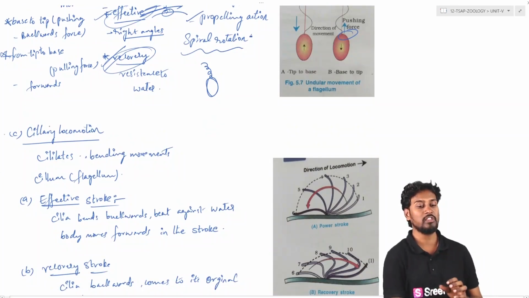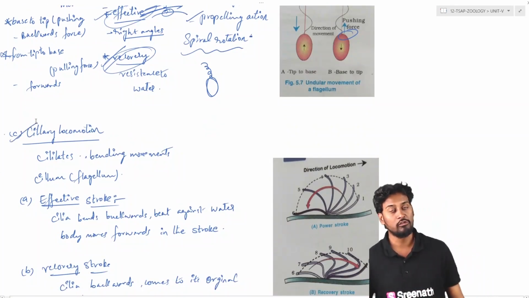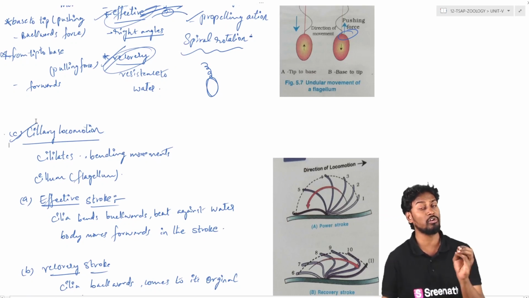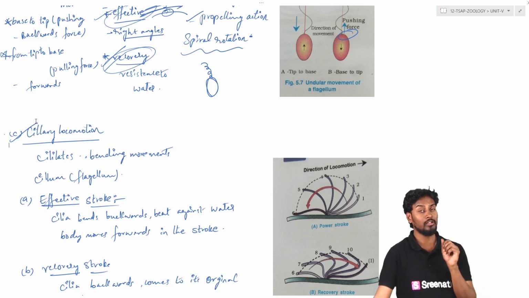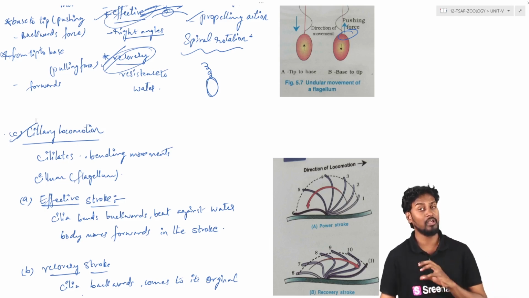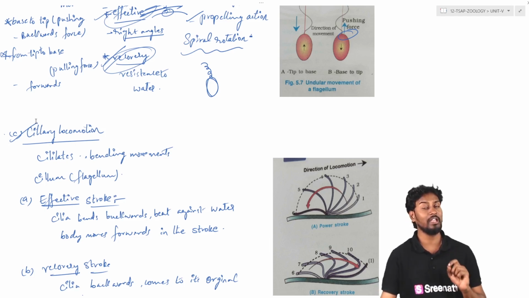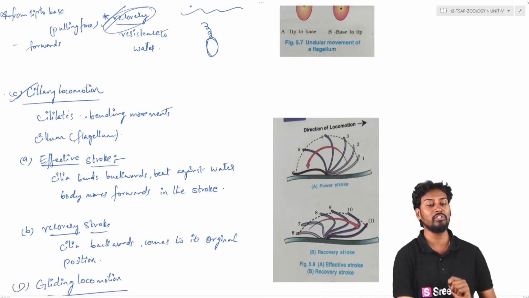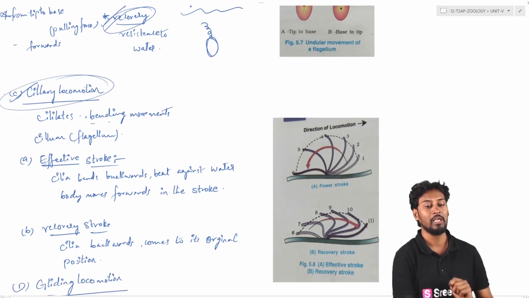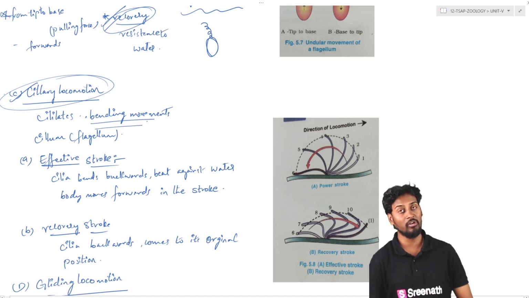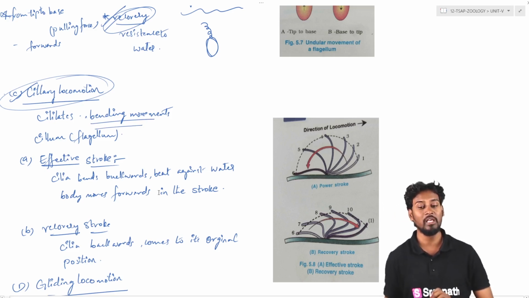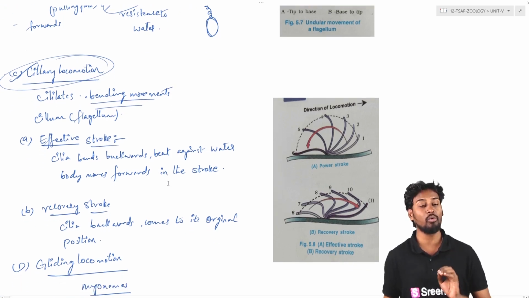So the third one is about ciliatory locomotion. Ciliatory locomotion is generally observed in case of ciliates, that is the organisms which show cilia, the short hair-like structures present on the surface of the organism. These cilia-containing organisms are called ciliates, and in ciliatory locomotion, which is the third type, we can see the movement in terms of bending movement.